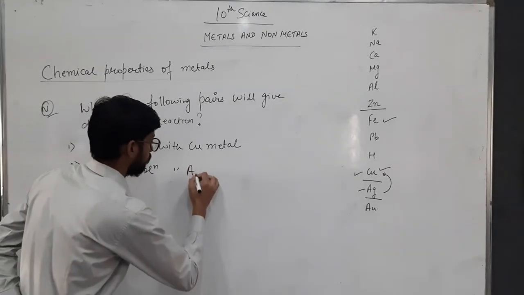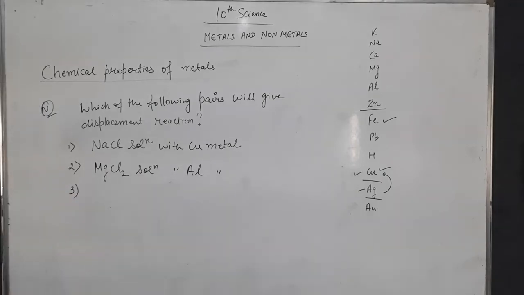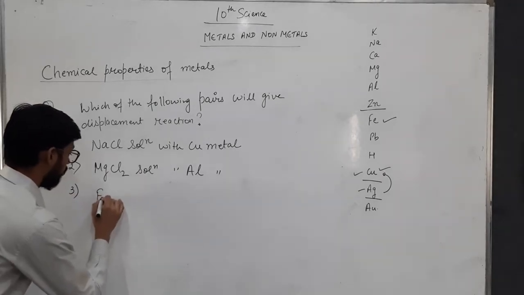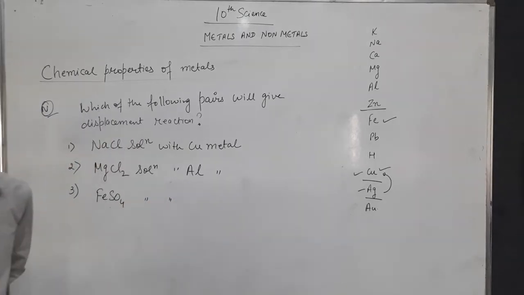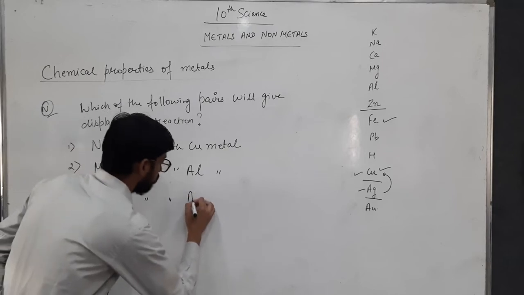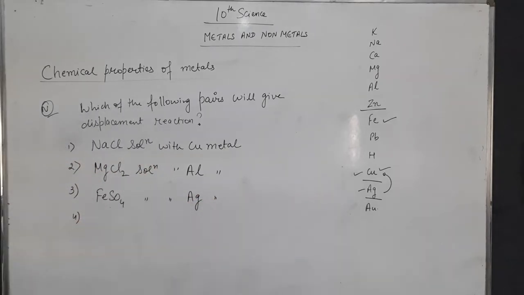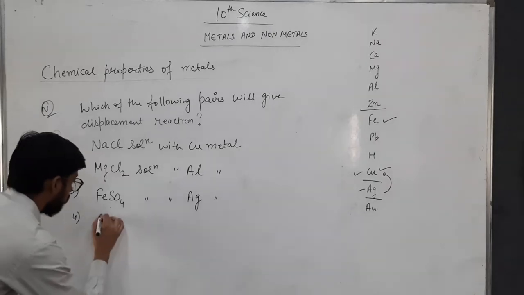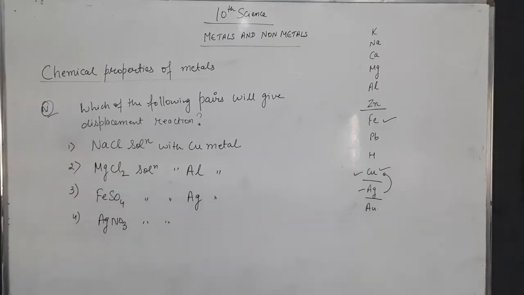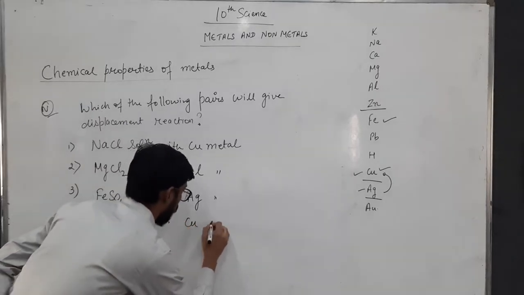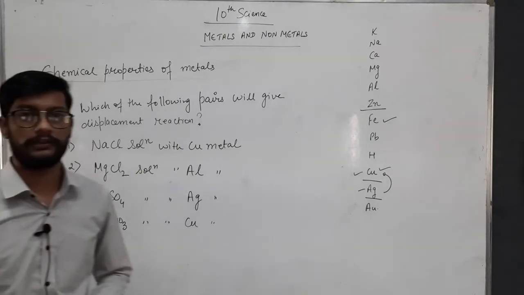Aluminium metal. Third, iron sulfate, FeSO4 solution with silver metal. Silver is Ag metal. And the fourth one is AgNO3, that is silver nitrate solution with copper metal. So you have to check which pair will give us a displacement reaction.